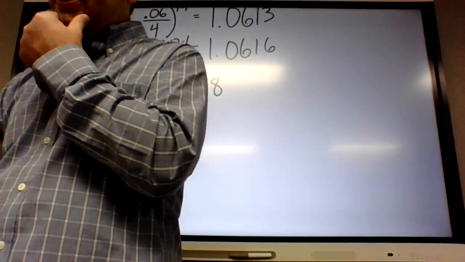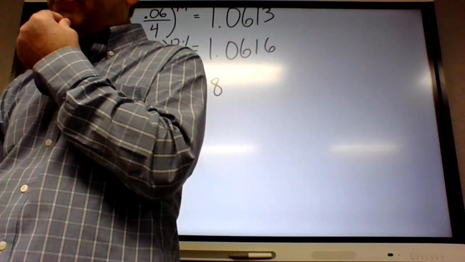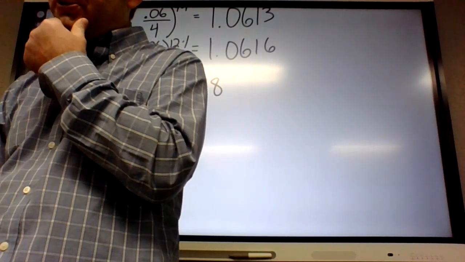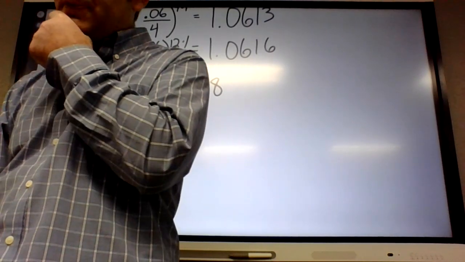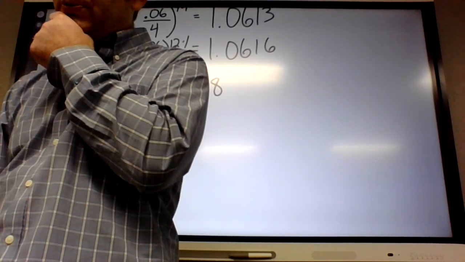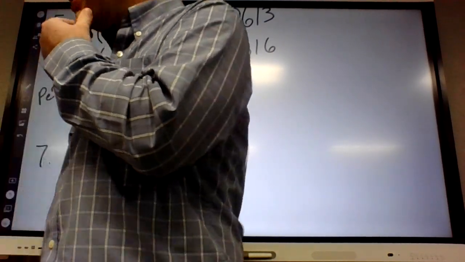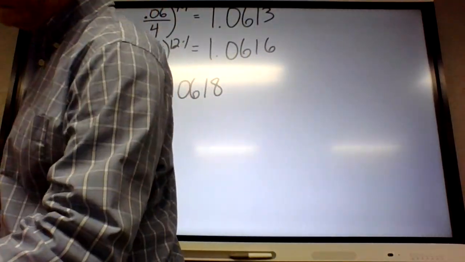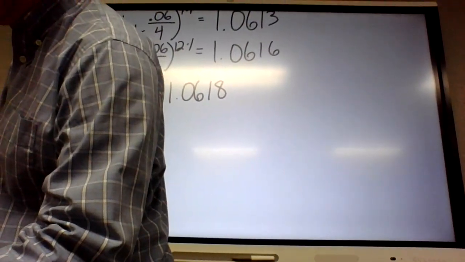Alright, number 7, $100 deposited in a bank that compounds interest quarterly yields $107.50 for 1 year. Find the effective annual yield. Okay, we started with $100.